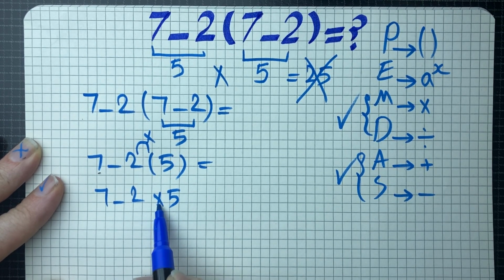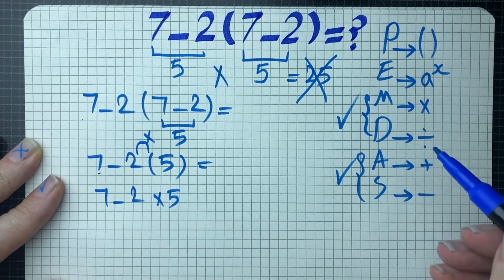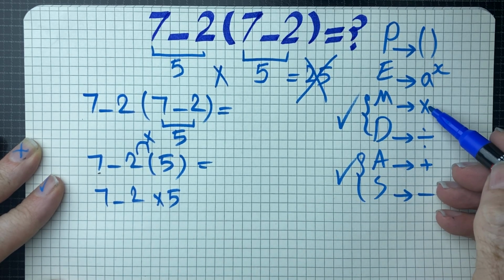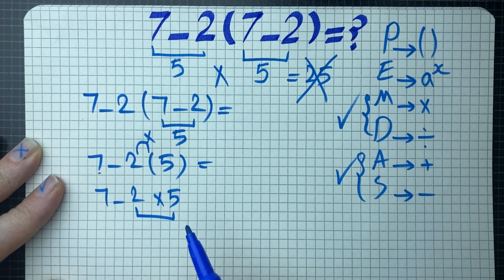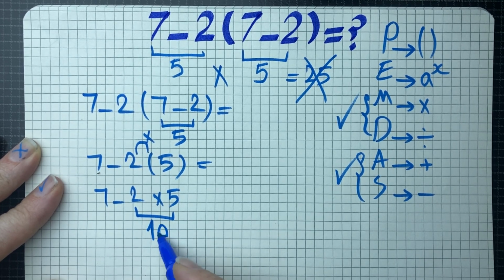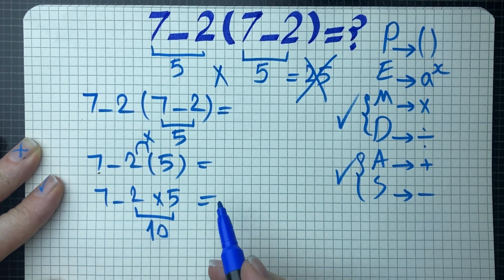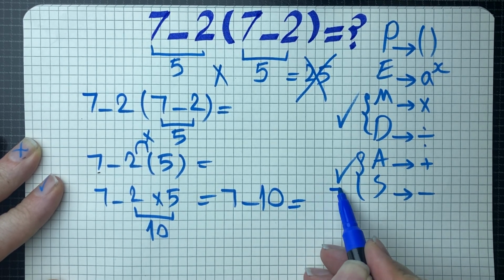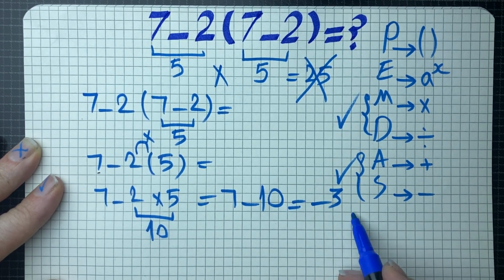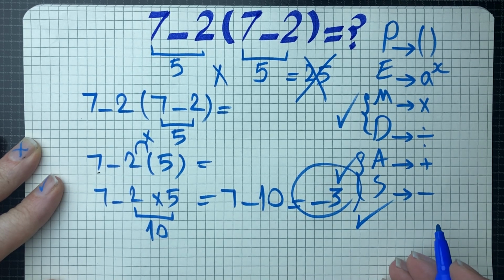Now we have multiplication and subtraction. Look here, multiplication here, then subtraction. So first, multiplication, 2 times 5 is 10. It can be written in the form of 7 minus 10. 7 minus 10 is 3. No, minus 3. And this is your answer.